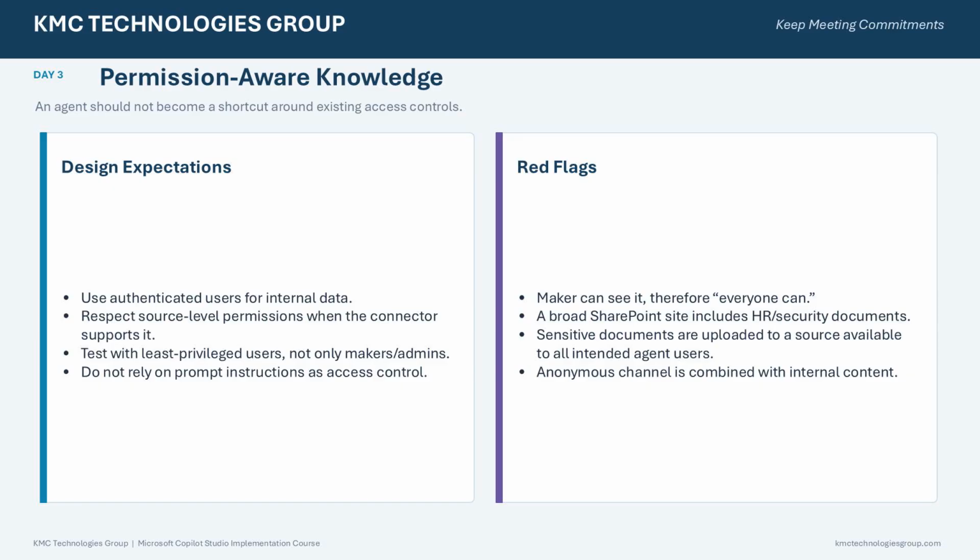Prompt instructions are not an access control mechanism. If a SharePoint site accidentally contains confidential HR or security documents, merely telling the agent not to display those documents is not sufficient protection. Access must be enforced through the appropriate identity, data, connector, and platform security controls.